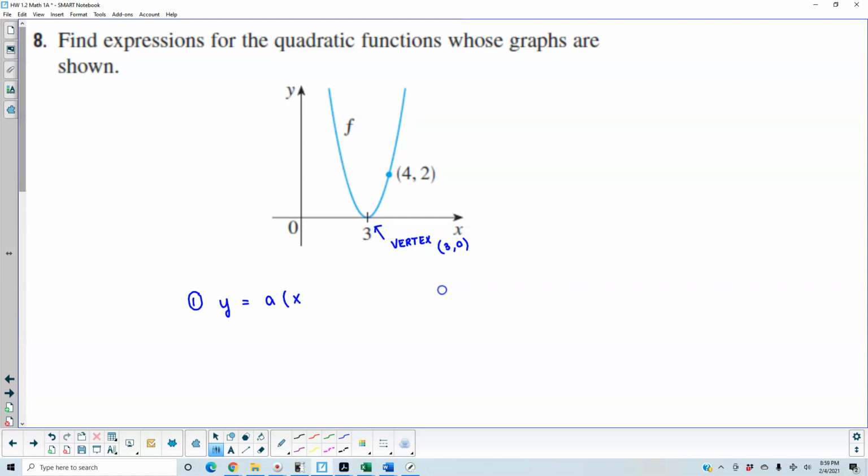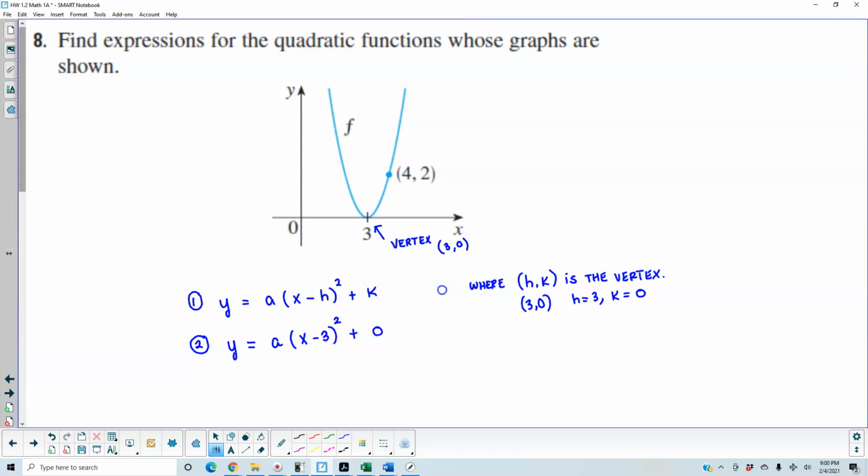a times x minus h squared plus k, where h, k is the vertex. Well, since we know that the vertex is 3, 0, that tells us that h is 3 and k is 0. So now we can go ahead and put that information in there. So we can say that y is going to equal a times x minus 3 squared plus 0.